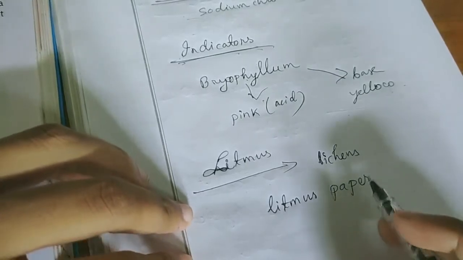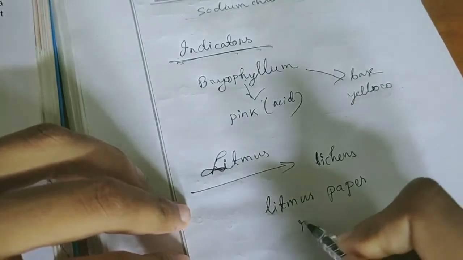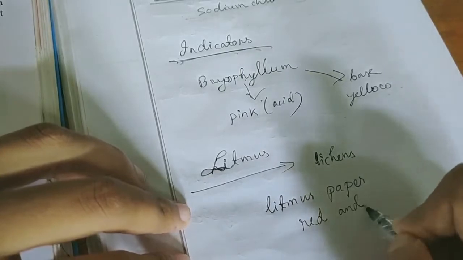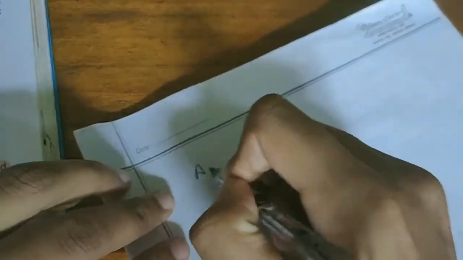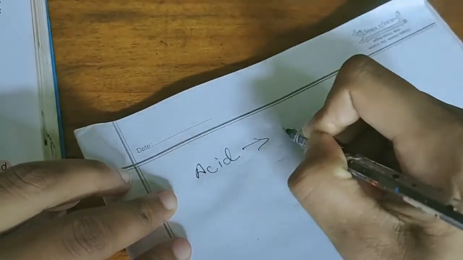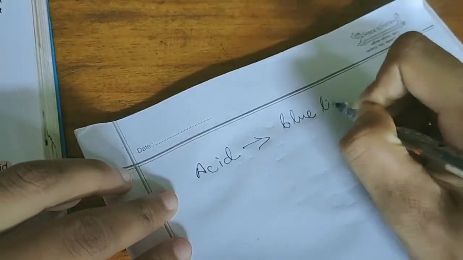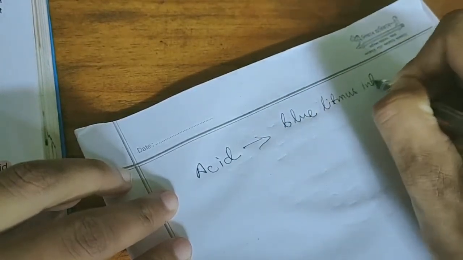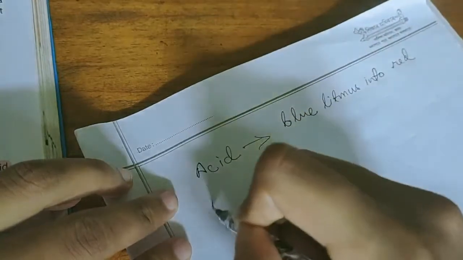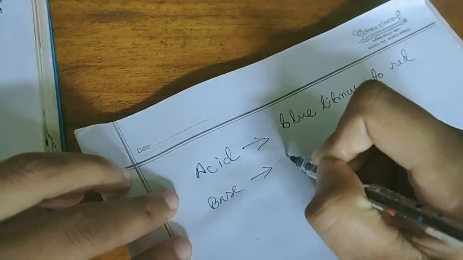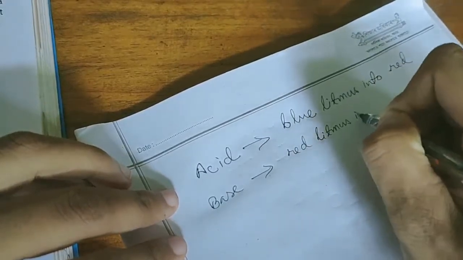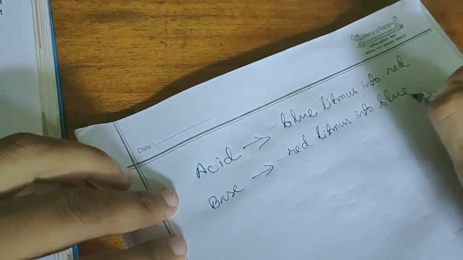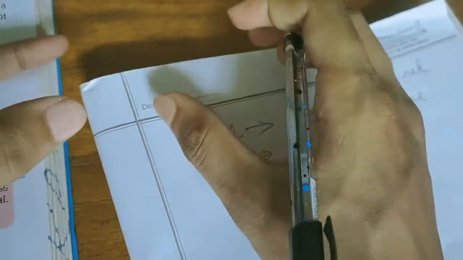Now litmus paper has two forms, red and blue. Okay, now acid turns blue litmus into red and base turns red litmus into blue. Now how that works, take a liquid, an unknown liquid.